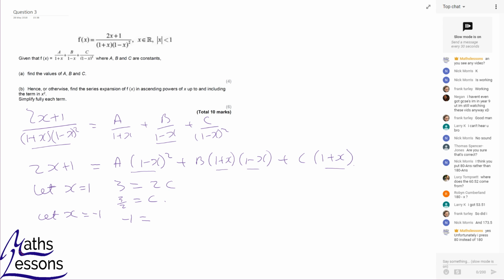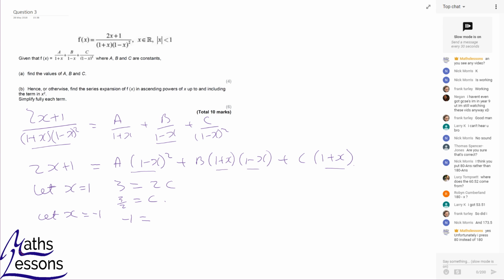And now I'm going to let x equal 0. I know a and c, so I can find b easily. So x equals 0, I get 1 equals a from here. Make it 0 there, I get just plus b. Make it 0 here, I get plus c. And when you've done all of that, I get minus a quarter here for a, so 1 equals minus a quarter plus b plus 3 over 2. So that means that b will equal, take 3 over 2 is minus a half, add a quarter gives us minus a quarter here for b.